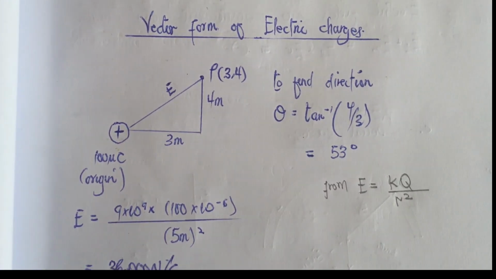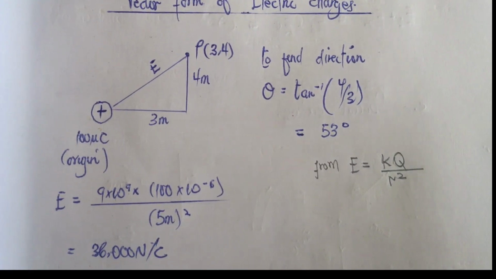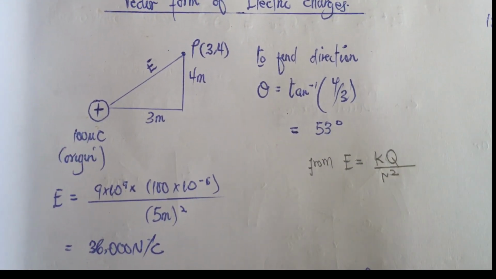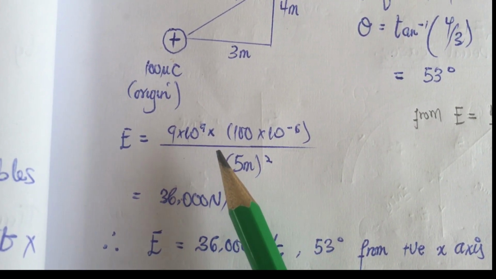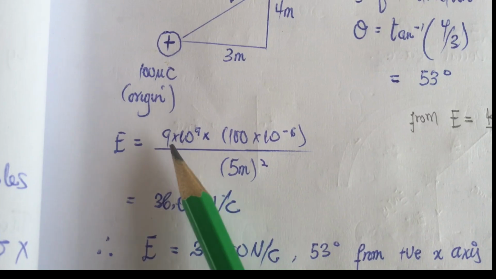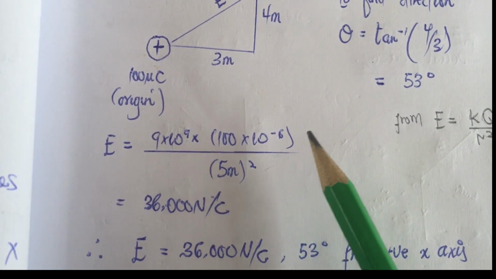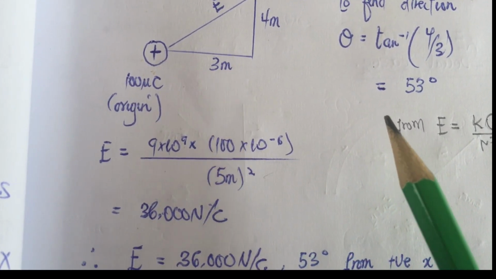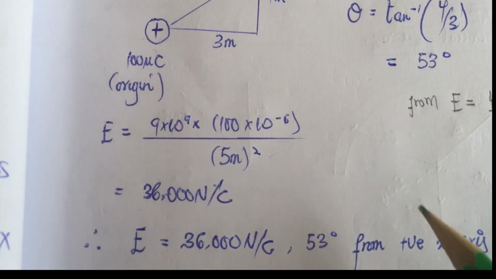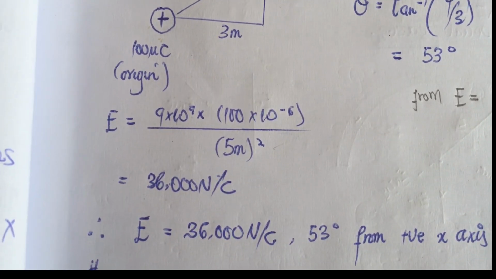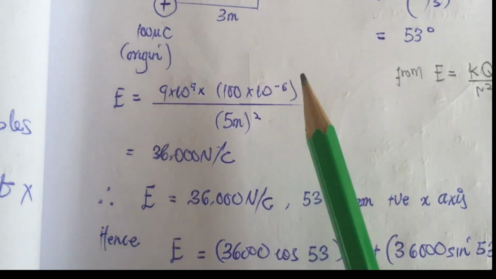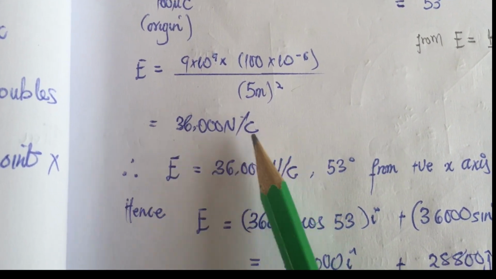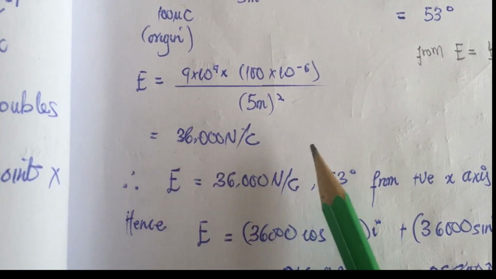From our formula, electric field is equal to KQ all over R squared, this will be the normal calculation. This is K, which is the constant, and this is the charge. The micro stands for 10 raised to the power negative 6, divided by your 5 squared, or 5 meters squared. So from here, this is what we are going to get for the electric field, but this is only the magnitude.